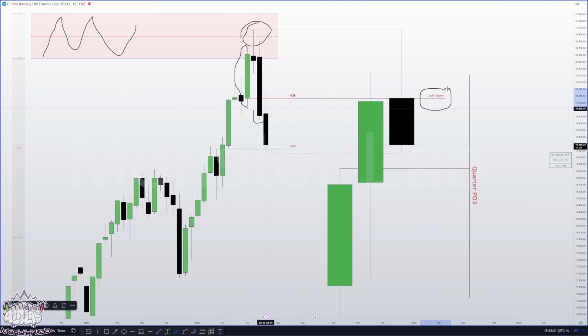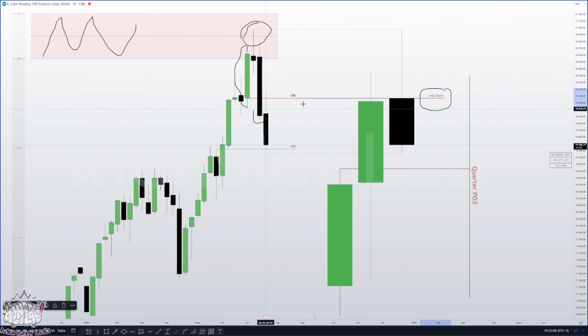This is a key level because you need to think about the power of three in development. This is the July open. When price closes below this time element, this is one confirmation for a change in the phase of the power of three. When price changes from accumulation to manipulation, it's important to move above or below this time element. Or when price changes from manipulation to distribution, price needs to close above or below this level.